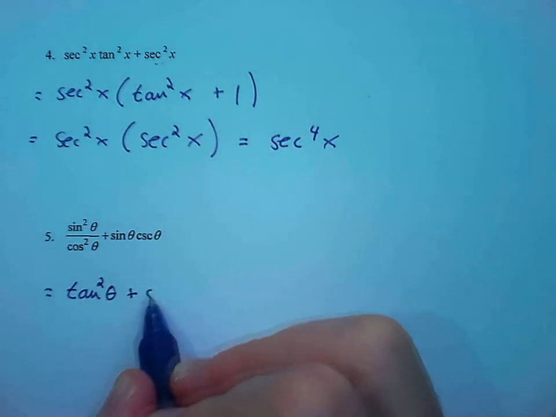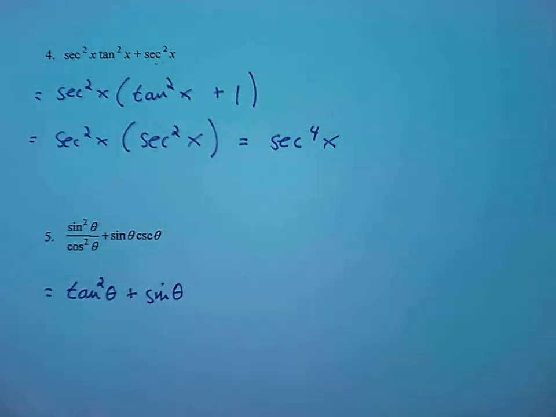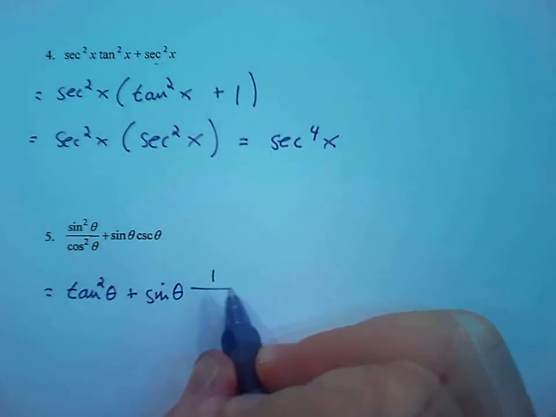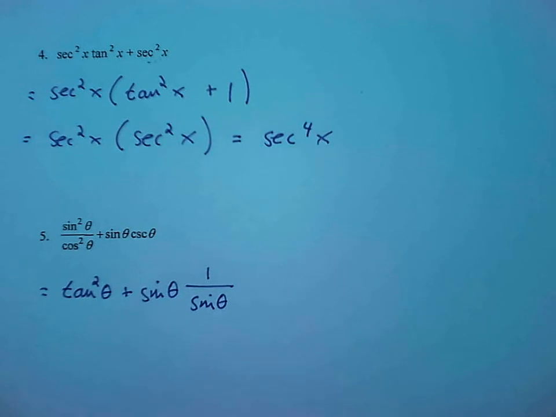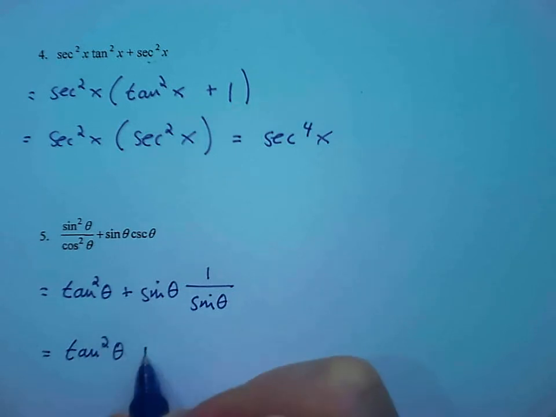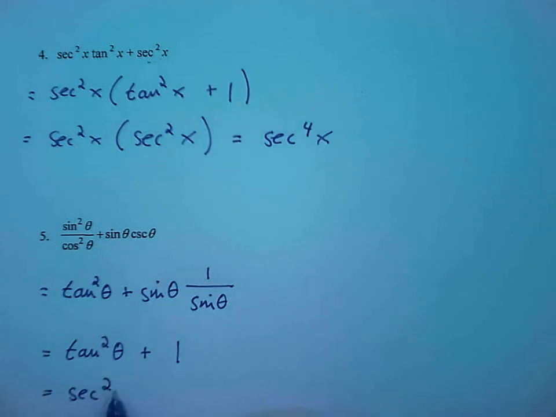Now we still have plus sine of theta, and the cosecant of theta we know is equal to 1 over the sine of theta. So now the sine of theta is going to cancel with the sine of theta of the denominator, so we're going to have tangent squared of theta plus 1, and the tangent squared of theta plus 1 we know is just equal to the secant squared of theta.